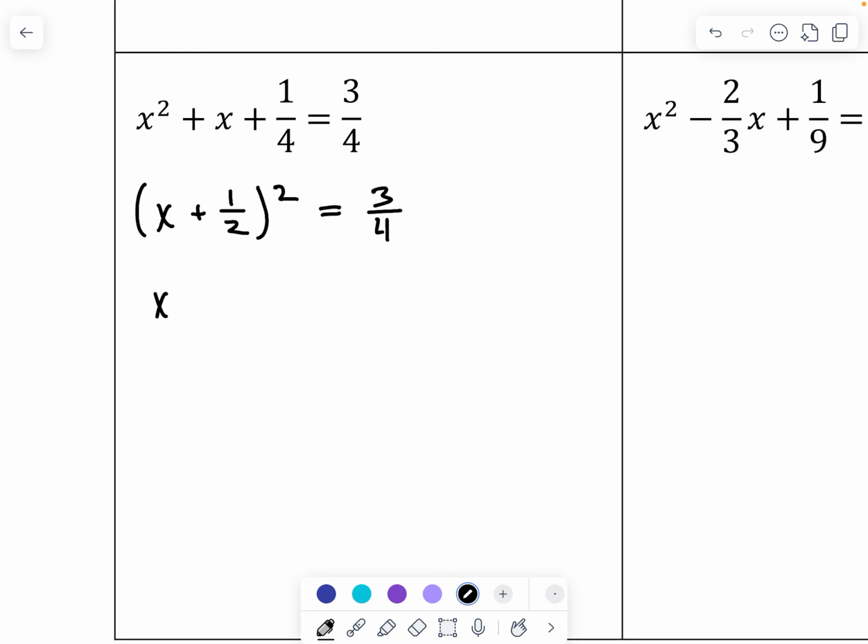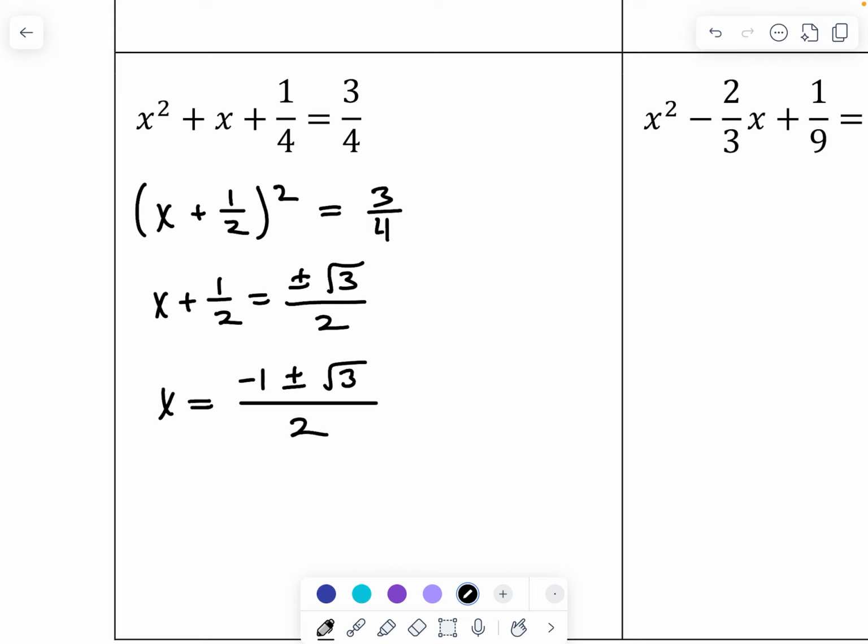I square root both sides, and that gives me plus or minus root 3 over root 4, which is 2. I can square root that. And then I subtract 1/2 from both sides, making it negative 1 plus or minus root 3 over 2. So again, I am going straight towards the answers here. You might have to think about these.